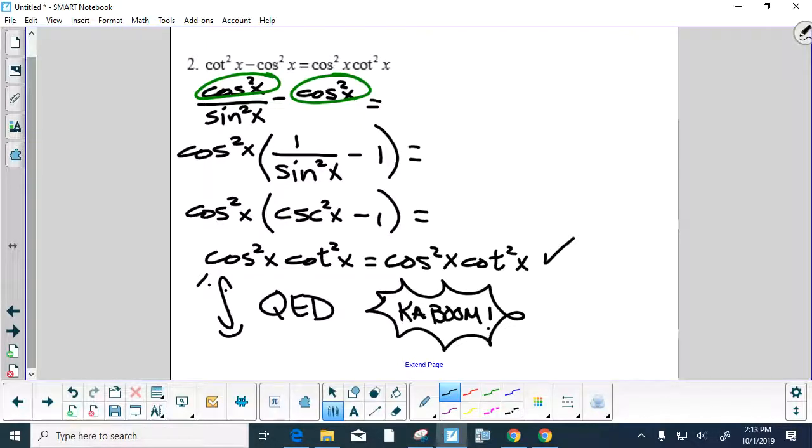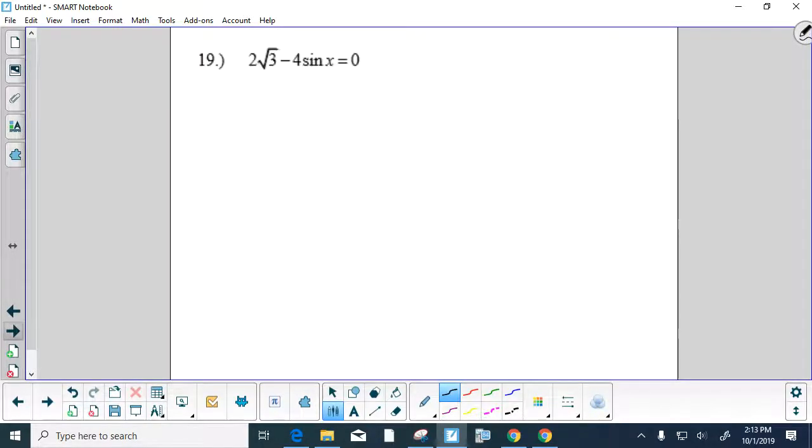All right, we got the next one. I assume we're solving this? To what interval? Does it give me an interval? Am I doing all solutions? What am I doing?